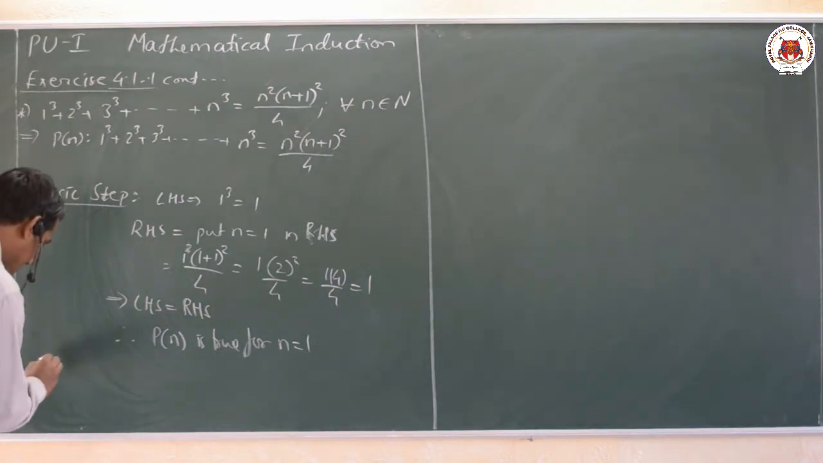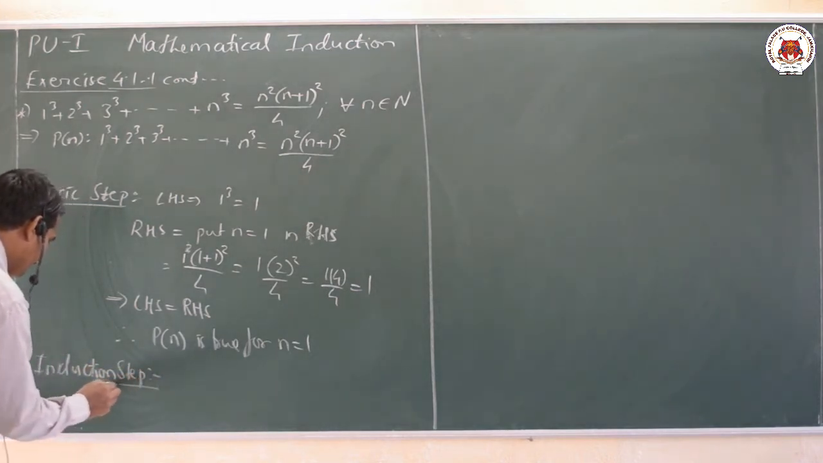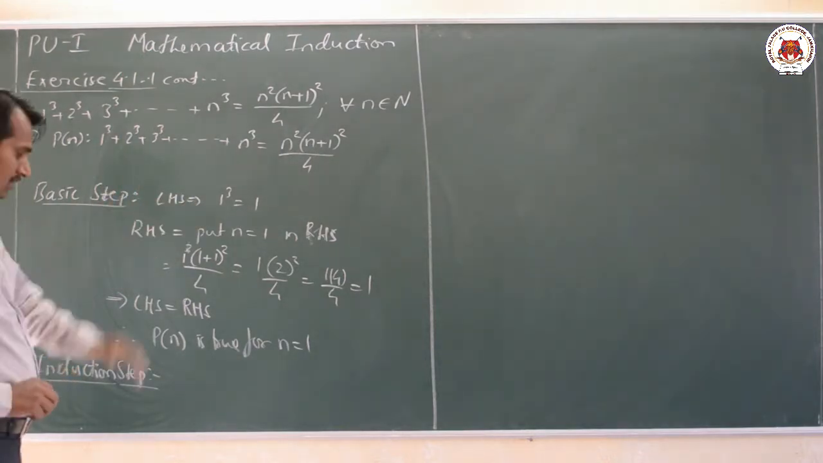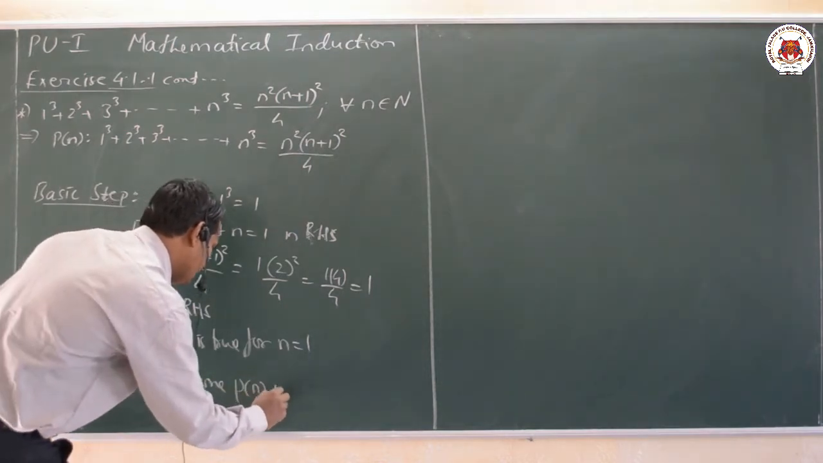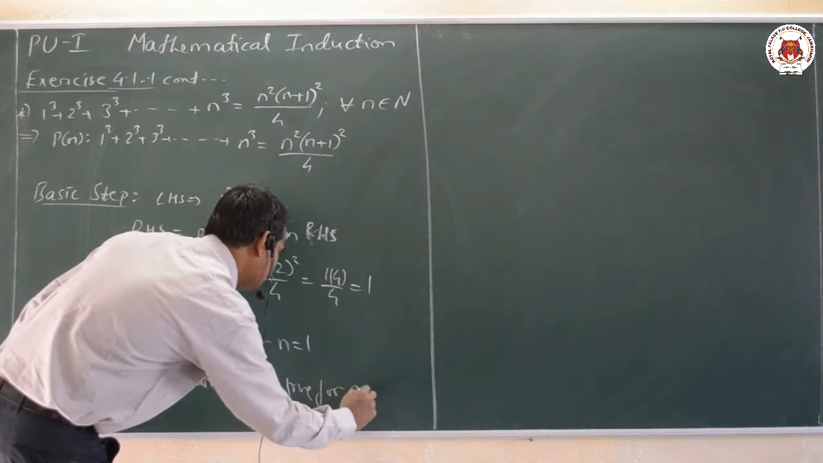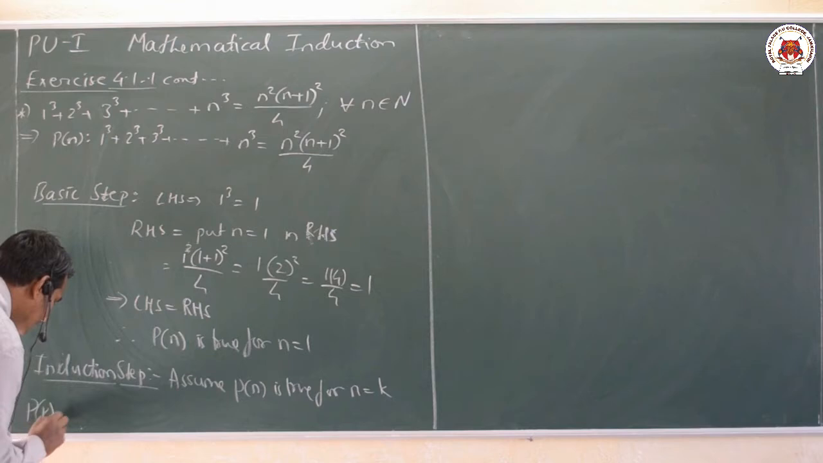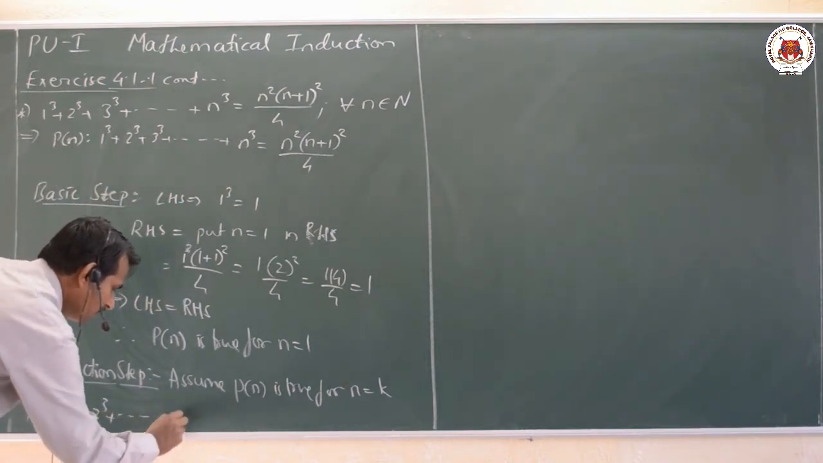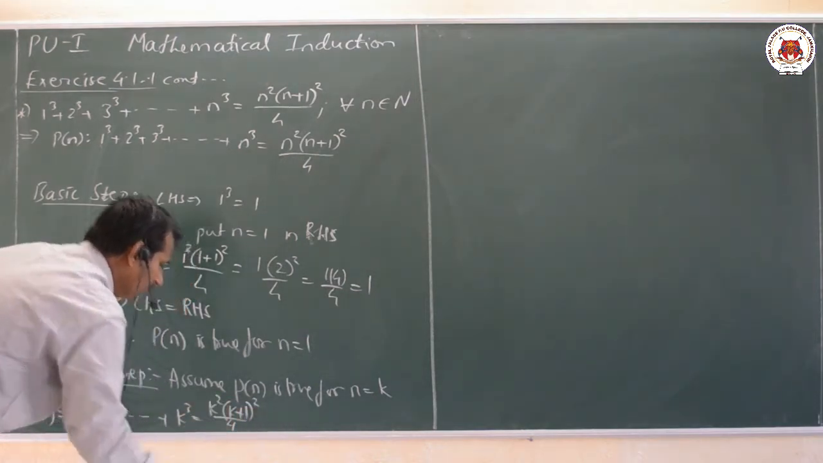Next we shall start the induction step. First of all we have to assume that P of n is true for n is equal to k. That means wherever n is there, you put the value k. That means 1 cube plus 2 cube plus so on till plus k cube is equal to k square into k plus 1 whole square divided by 4.